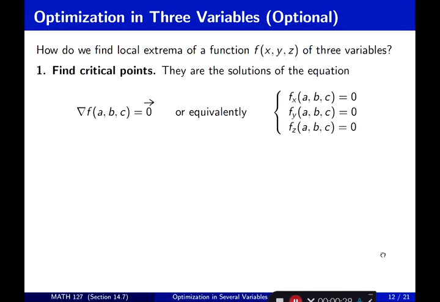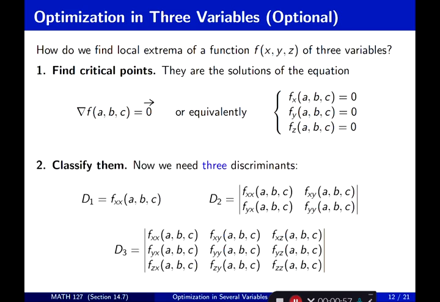First, you find the critical points. They are the solutions of the equation gradient of f at (a, b, c) equal to the 0 vector, or equivalently, when f sub x of (a, b, c) equals 0, f sub y of (a, b, c) equals 0, and f sub z of (a, b, c) equals 0. So the solution to those three equations. The next step is classifying them.